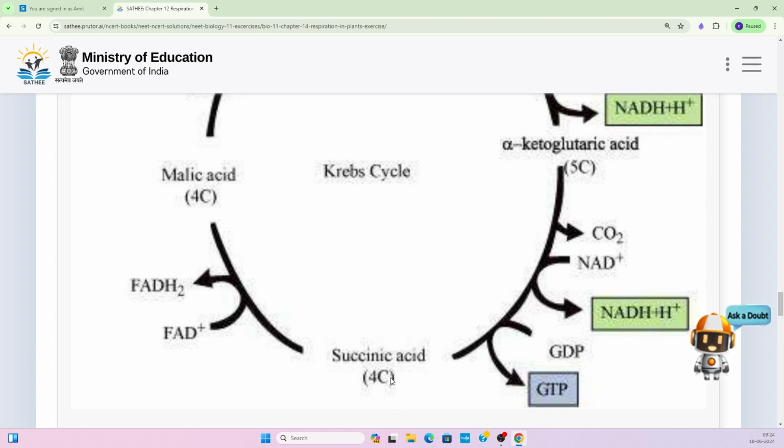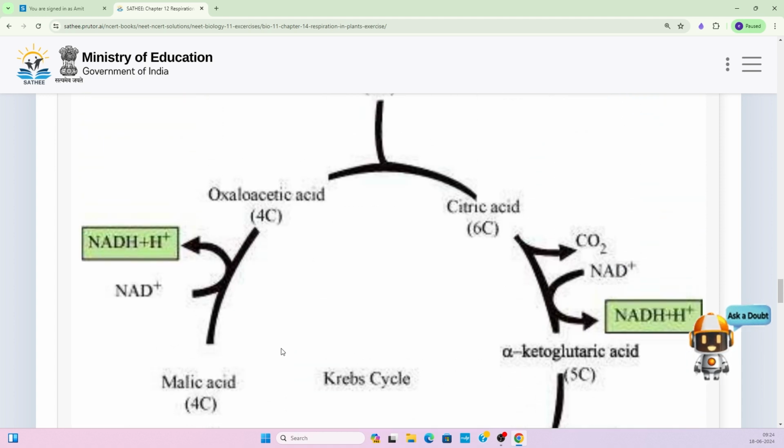Now succinic acid, a 4-carbon compound, is converted with FAD getting converted to FADH2. This is the enzyme succinate dehydrogenase, which is attached to the inner mitochondrial membrane. Other enzymes are present in the mitochondrial matrix, but succinate dehydrogenase is embedded in the inner mitochondrial membrane.